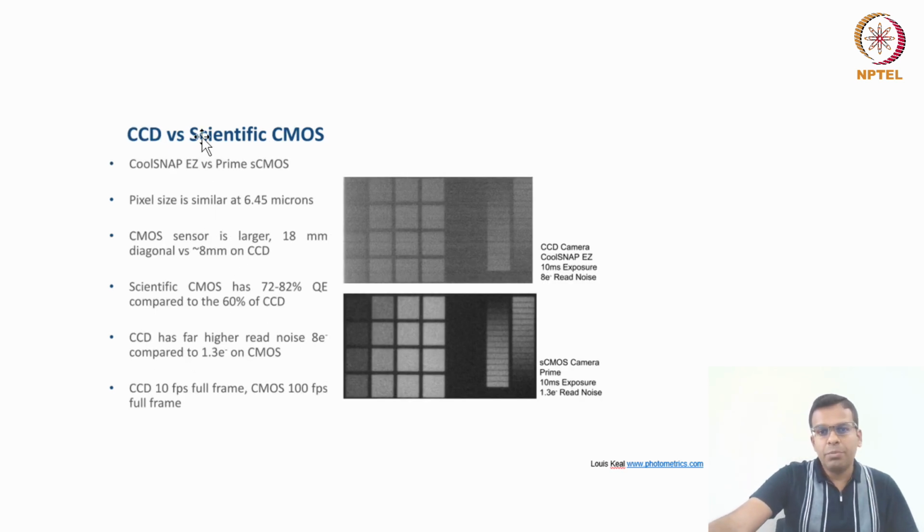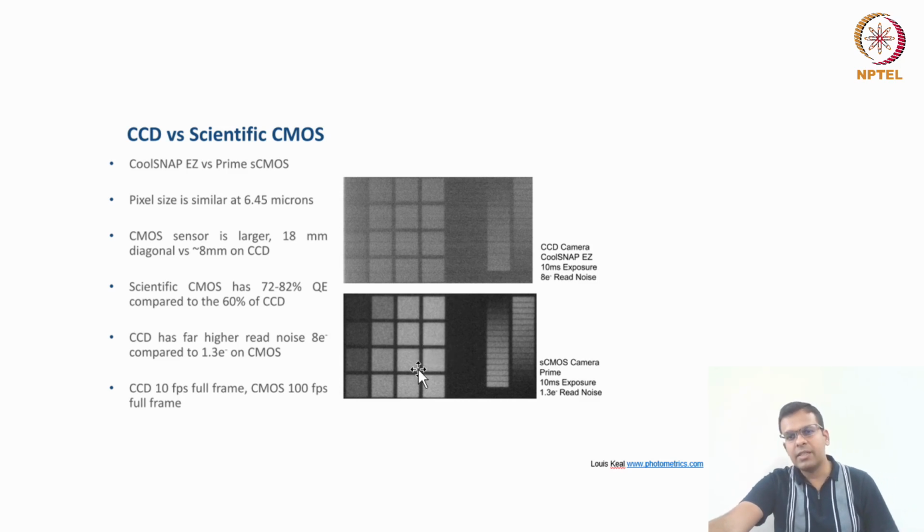Here I have shown the comparison of an image captured by CCD versus scientific CMOS. This is captured by the CCD camera, CoolSnap EZ, and this was captured by the sCMOS camera, Prime 95B or Prime BSI. Both the cameras were used with the same exposure time, 10 millisecond exposure. But here you see the read noise is more, 8 electrons is the read noise, whereas here 1.3 electron is the read noise.